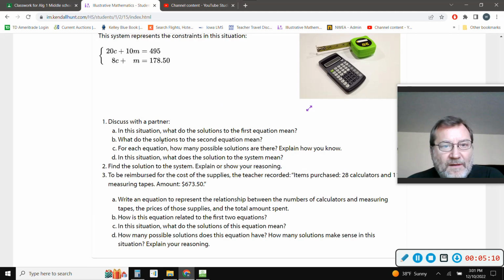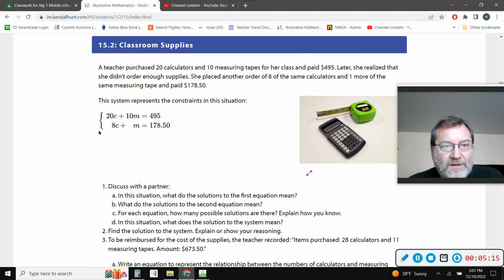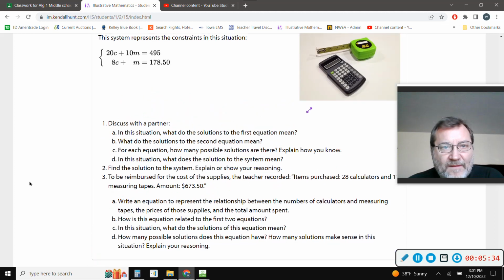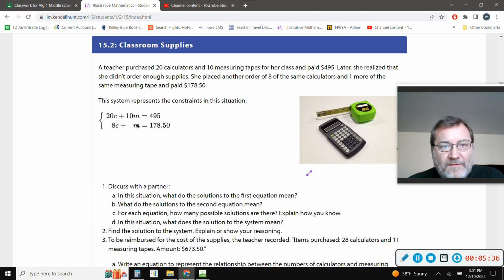All right. In this situation, what do the solutions in the first equation mean? Well, the first equation means 20 times C, where C is the cost per calculator, and M is the cost per measuring tape. Same thing down here, cost of calculator and cost of measuring tape. So these two should be working together. Find the solution to the system, explain or show your reasoning. All right. Well, we don't know the cost of each. We have 2 variables, the cost of the calculators and the cost of the measuring tapes. But we know each time that if I bought 20 calculators and 10 measuring tapes, I get this amount.